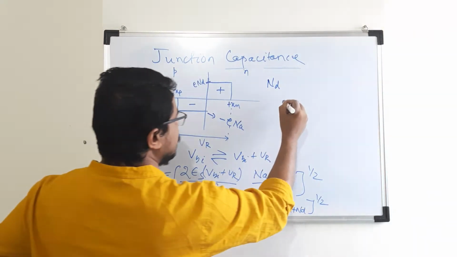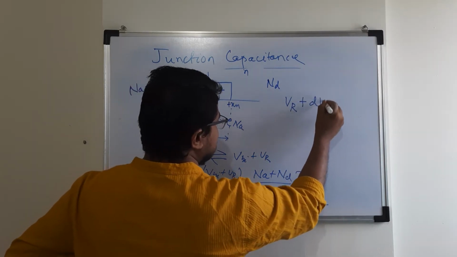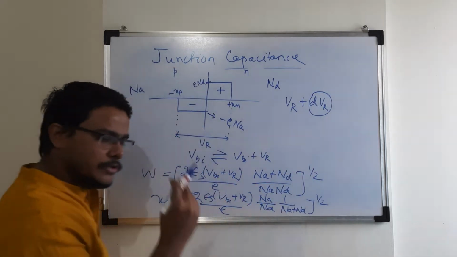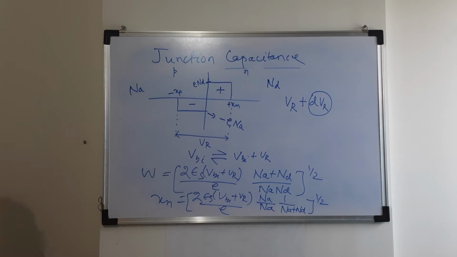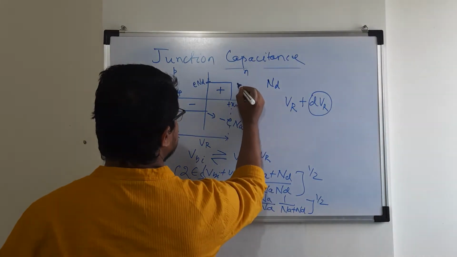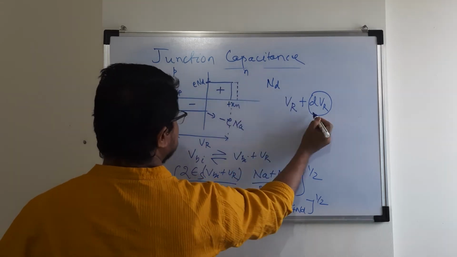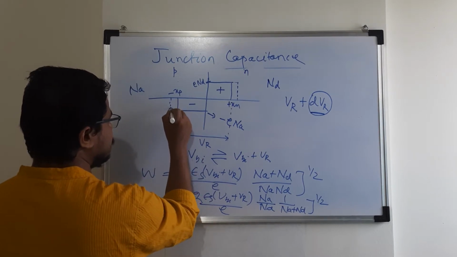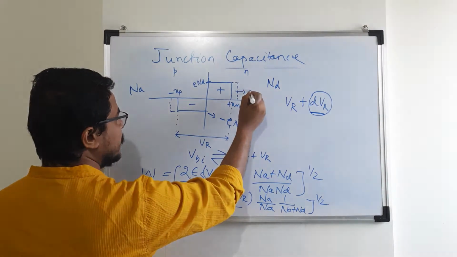Now in addition to this VR, if you increase the potential by a small amount dVR, this is the change in the reverse applied bias, or you increased the reverse applied bias by an amount of dVR, then what will happen? As we know, the space charge width will further increase by a small amount, because this is a small bias given, right? The same thing will happen over here, so you can see it will also increase. So some amount of charge will be accumulated over here.